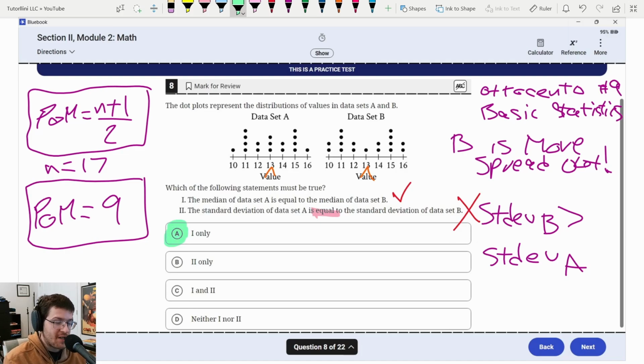If you really wanted to, you could go brute force, type in all those data points. You'd have to type in like 34 values and a bunch of calculator commands into Desmos, but it would take so much longer. I really don't suggest you do that.